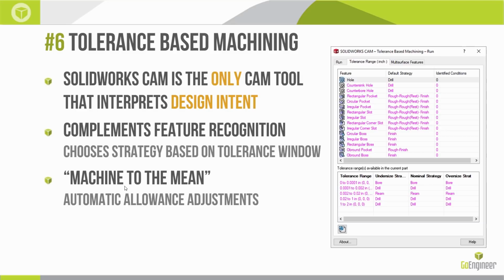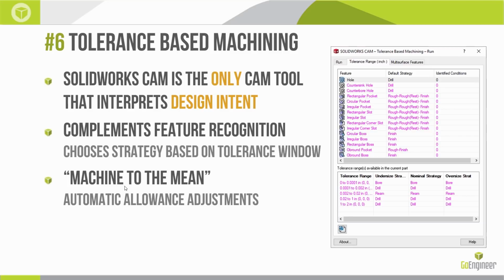the 3D model. So going back a few slides, we talked about the idea of a default strategy. And I said when feature recognition finds a circular pocket, it's going to assign it a rough finish strategy because that's the default strategy. But this changes that. If that circular pocket has a tolerance window, then tolerance-based machining will choose a strategy based on that tolerance window.